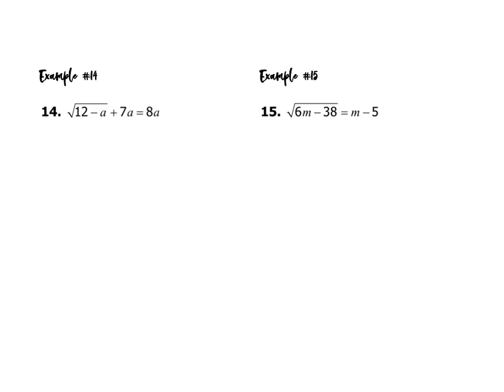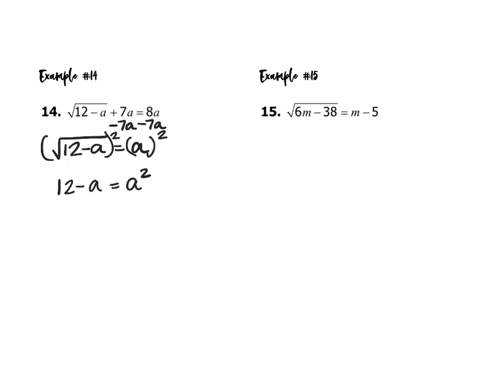Now the only difference with example 14 and 15 is that there are more variables, but everything is going to be the same. So I'm still isolating that variable, or that radical, and I'm still squaring on both sides. So I'll have 12 minus a equals a squared. And I'm going to get everything on one side of the equation so that this is kind of like a quadratic. So I'll add a, and I'll subtract 12. So 0 equals a squared plus a minus 12.